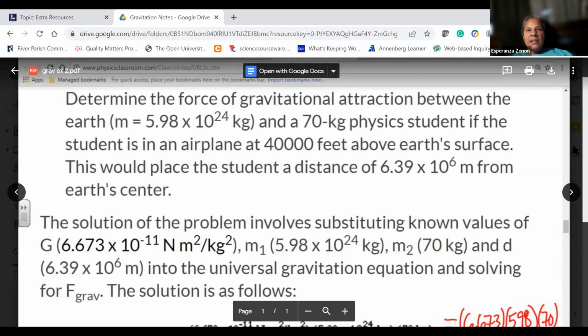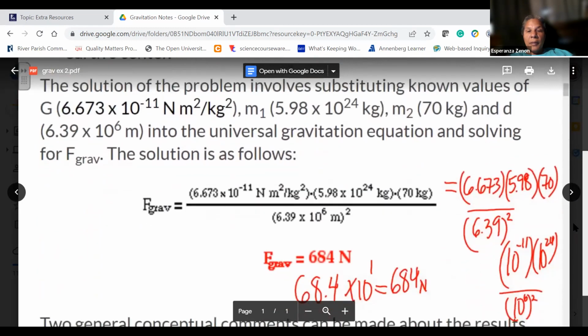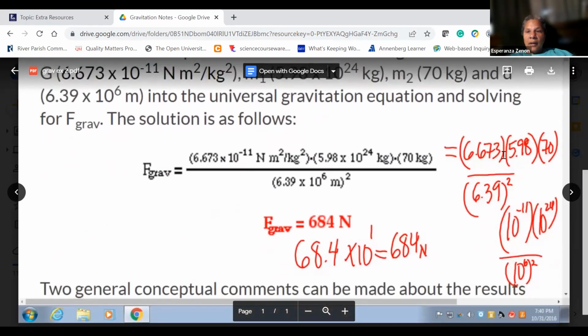And this time that means the distance is 6.39 times 10 to the 6 meters, right? Farther from the center of the Earth. And you might be looking at this going, okay, wait a minute, 6.38, 6.39, whatever, right? But no, we have to be careful, because what we need to do is put that stuff in the formula just like we did before. All the numbers on the top are the same. The number on the bottom is 6.39, being squared. The exponents are exactly the same. But when we do the math, this time we get 684 newtons.